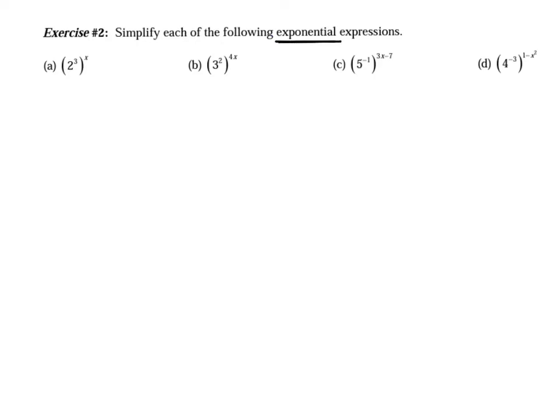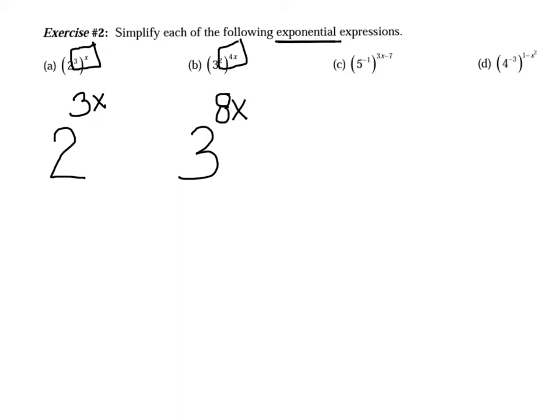I have power to a power in part A. Power to a power says keep the base and multiply the exponent. So I'm going to say that's really 2 to the 3x. That's all we're working on. Power to a power is multiply the exponents. Letter B, I'm going to keep the base at 3. Power to a power, multiply those exponents. I get 3 to the 8x.